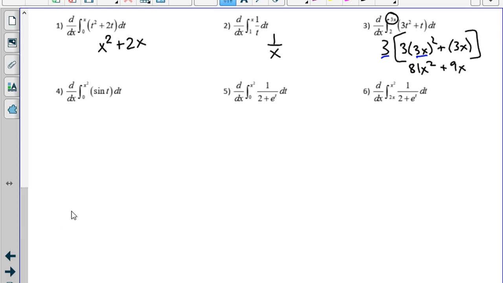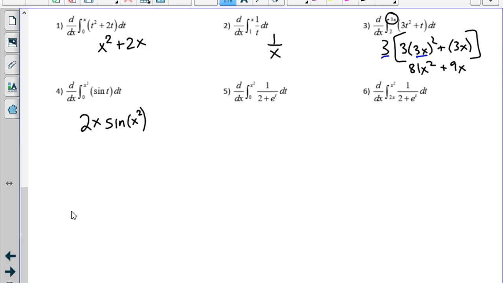Number 4, derivative of the integral ends up being the original function again. We replace t with x squared, and then we need to remember the chain rule. So we multiply by the derivative of x squared, which is 2x.